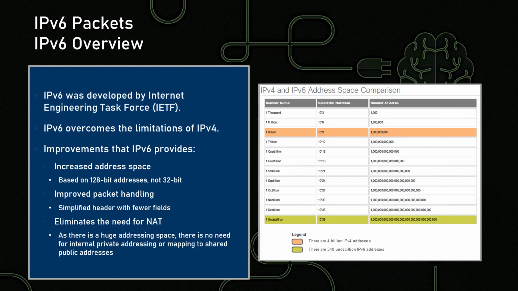IPv6 was developed by the Internet Engineering Task Force, also called the IETF. IPv6 overcomes the limitations we were just discussing by expanding the address space, improving packet handling, and eliminating the need for NAT. We now have addresses that are 4 times the length, a simplified header with fewer fields for lower overhead, and we have no NAT necessary because of the huge addressing space involved.